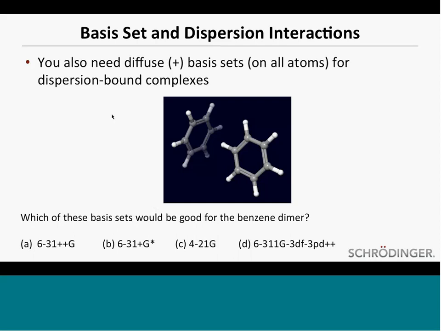So let's have a fun exercise. Which of these basis sets would be good for studying this interaction? Remember, I told you you must have dispersion. So in this case, only answers A and B would be appropriate. Now, I'm sorry, A and D. You might think that B is appropriate because you would say, well, that has dispersion interactions. And you're right, it does, but only on the heavy atoms because it only has one plus. And if you look at this picture, what you can see is the hydrogen is actually pointing to the other benzene ring. So we need diffuse functions on all atoms in this case.